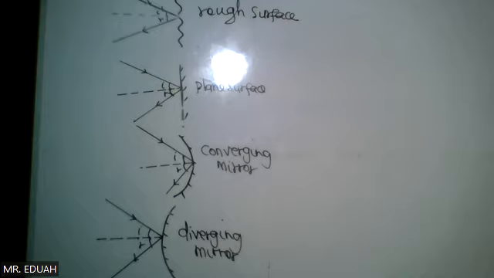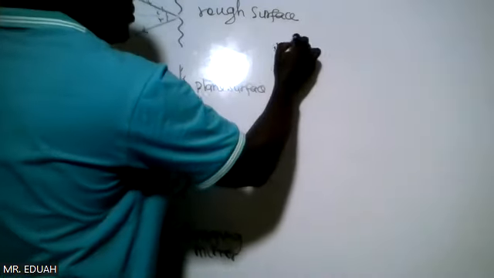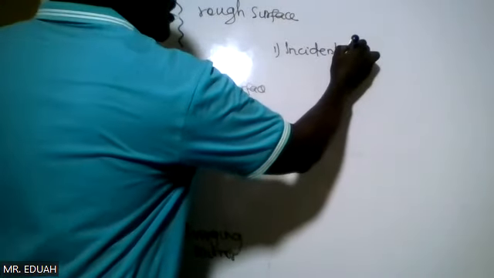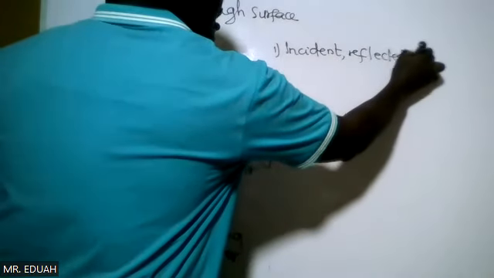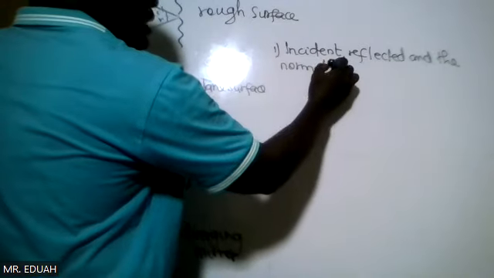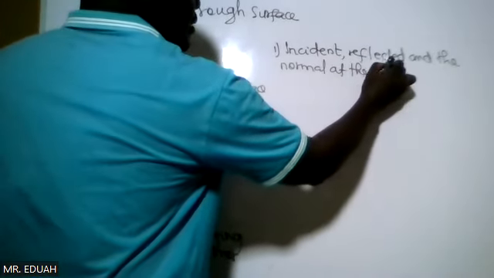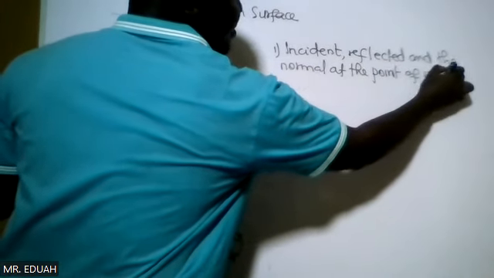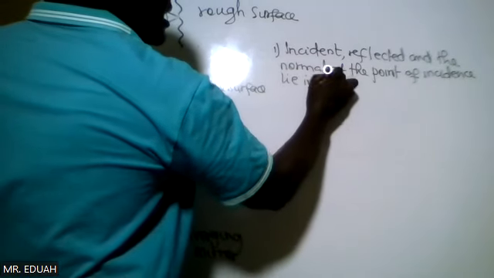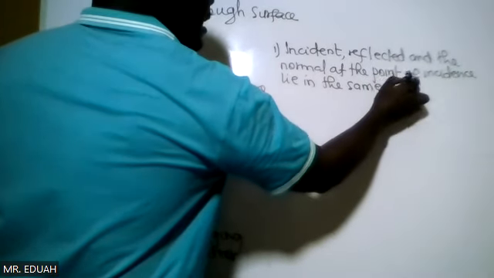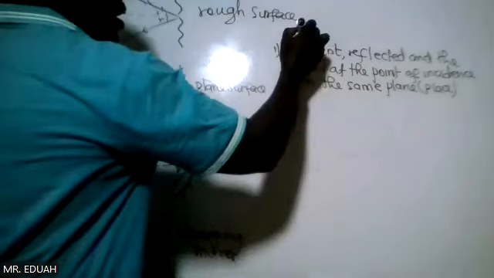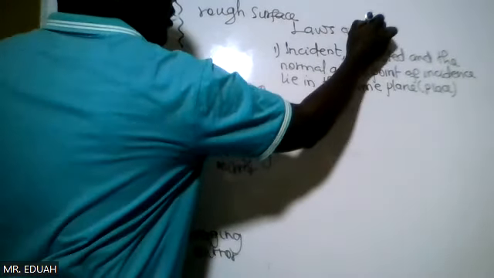But in each situation, you have the incident ray, the reflected ray, and the normal at the point of incidence, which lie in the same plane. That's the first law. So, laws of reflection.